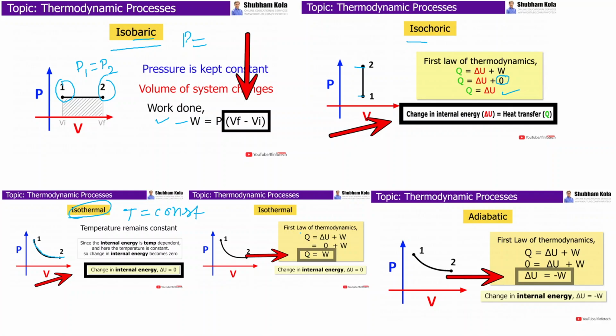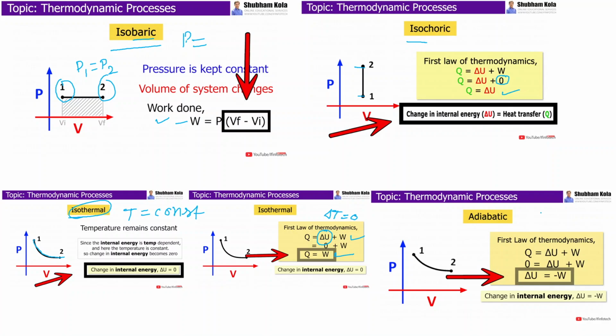From the first law of thermodynamics, Q equals delta U plus W. Here internal energy depends on temperature. As the change of temperature is zero, the change of internal energy is also zero. So Q equals work done. If you can find the value of Q, this Q equals W, the work done.